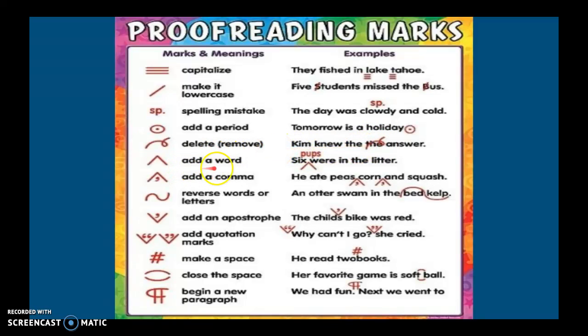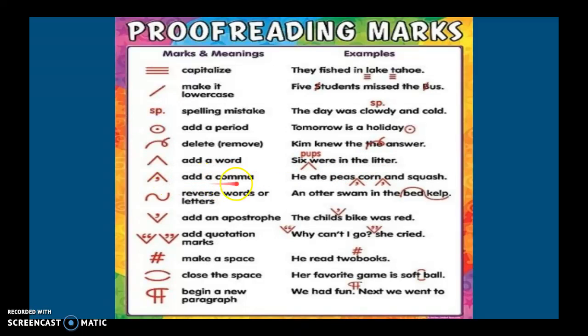When we need to add a word, we use this caret symbol. And we write the word above the symbol. So, 6 were in the litter. Doesn't make much sense because we don't know 6 what. So, we add the caret and we write the word pups above because that's the word that needs to go in. So now the sentence reads 6 pups were in the litter, and that makes much more sense.